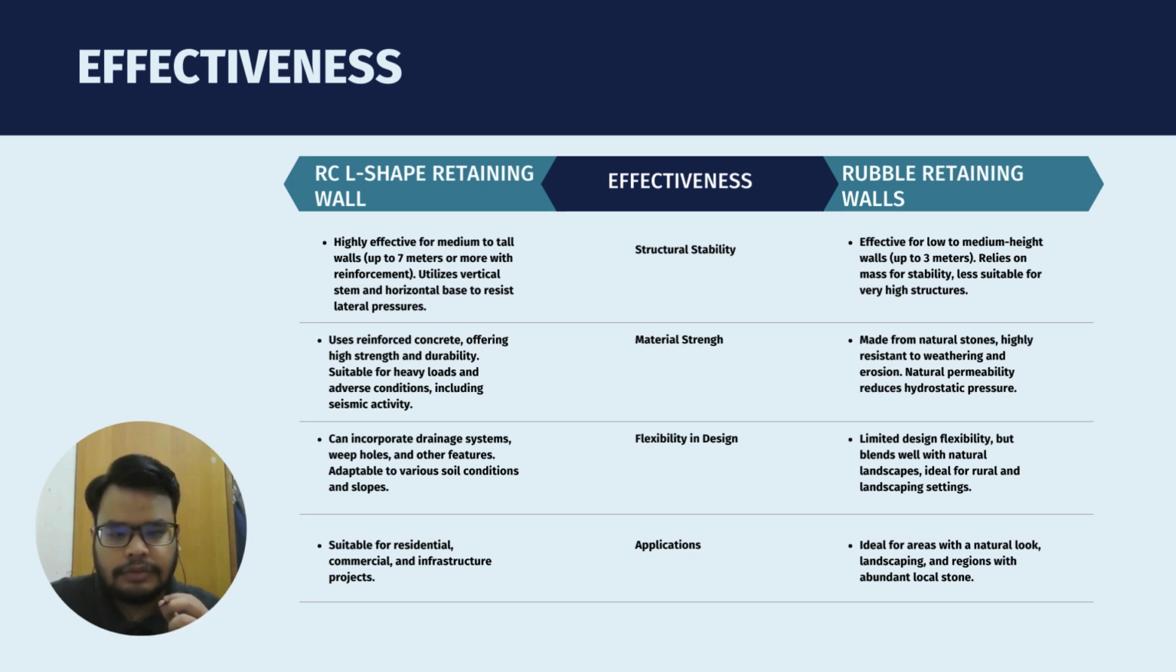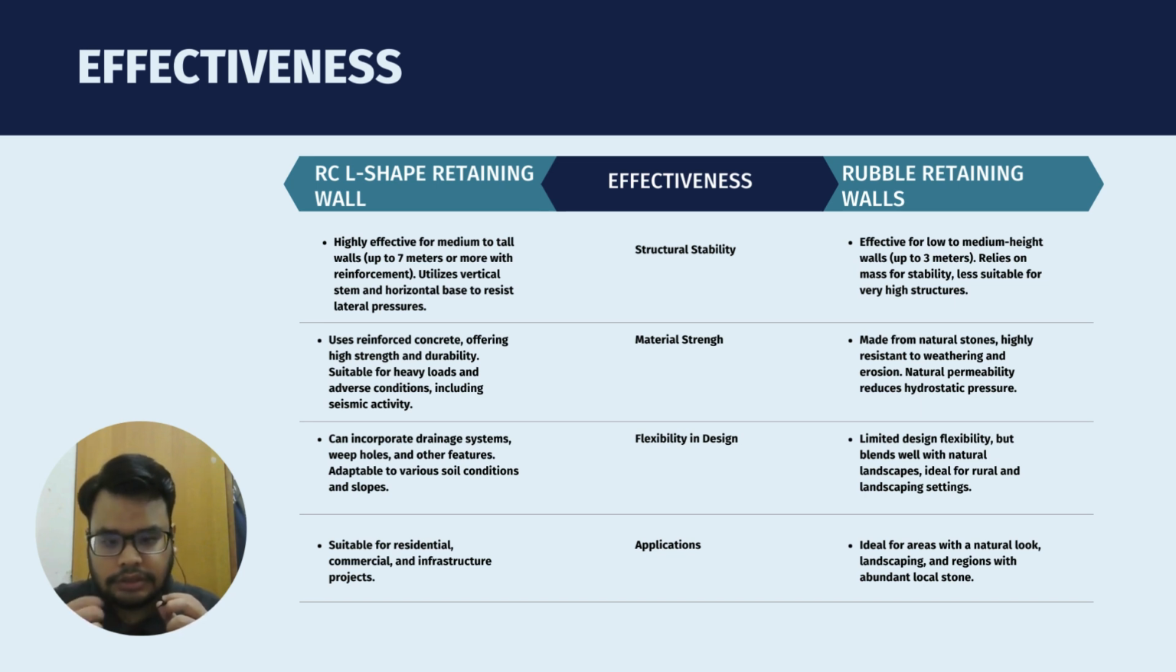their mass for stability. Regarding material strength, RCL-shaped walls use reinforced concrete, providing high strength, durability and stability for heavy load and seismic activity, whereas rubble walls are made from natural stone, which is highly resistant to water erosion and naturally permeable. Design flexibility varies between the two. RCL-shaped walls can incorporate a drainage system and adapt to various conditions, while rubble walls, though limited in design flexibility, blend well with natural landscape, making them ideal for rural and landscape settings.